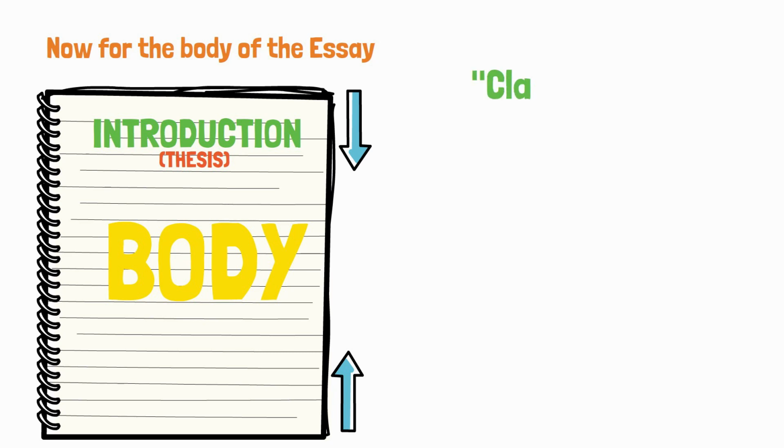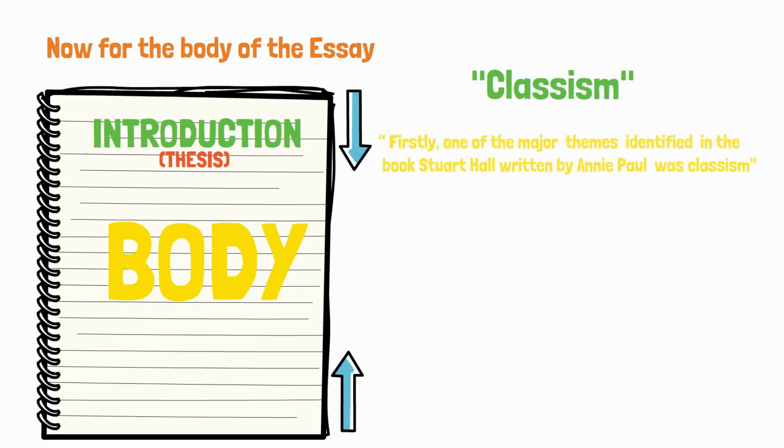So, say the first theme highlighted was classism. The introductory sentence of the first paragraph in the body of the essay would be something like this. Firstly, one of the major themes identified in the book Stuart Hall written by Annie Palm was classism. And then after that, now you'll define what is classism.